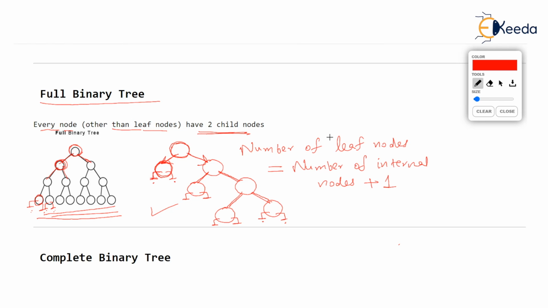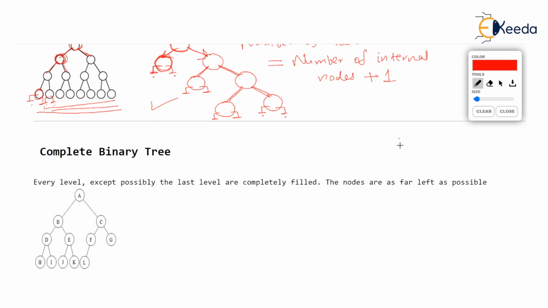You can check out this equation for the left hand side tree also. Number of leaf nodes over here are, I think, 8. 8 leaf nodes. You watch. Number of leaf nodes are 8. And number of internal nodes are 7. Isn't it? 7. So 7 plus 1, that is 8. 8 is the number of leaf nodes. Remember this. Now, one more type of binary tree is a complete binary tree.